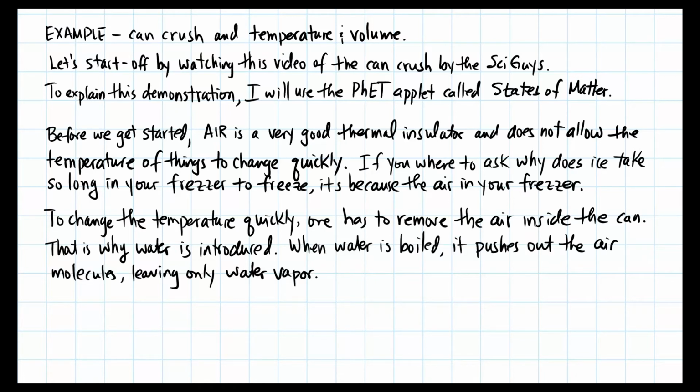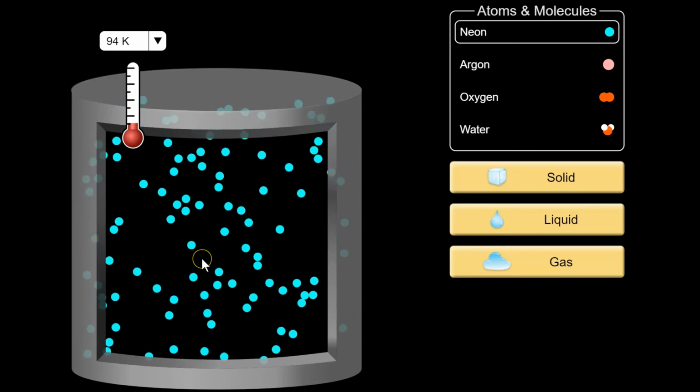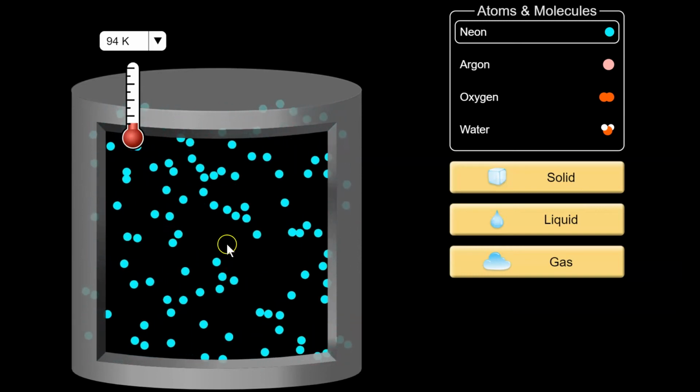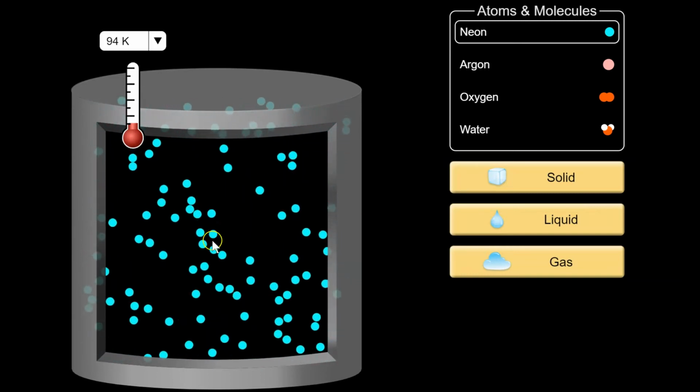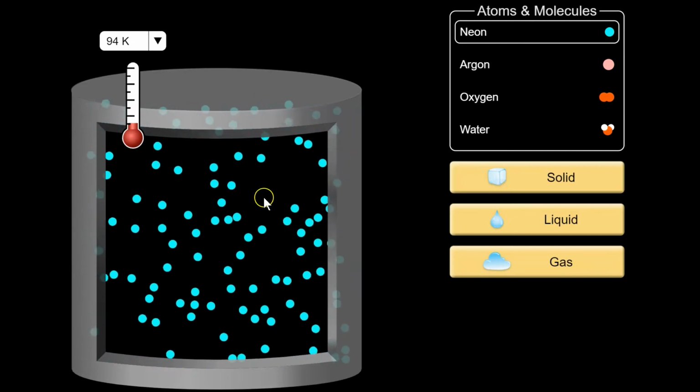When water is boiled, it pushes out the air molecules, leaving only water vapor. Water vapor can change its temperature quickly. Now let's go to the applet. So imagine that I have my can now. And what you're seeing here is water vapor molecules colliding with the walls of the can.